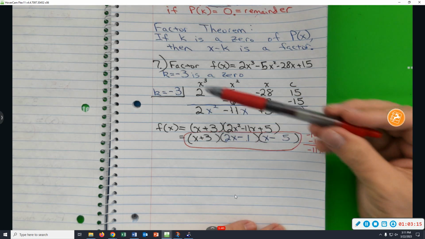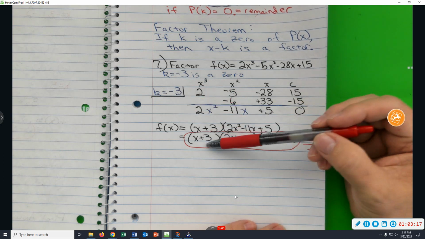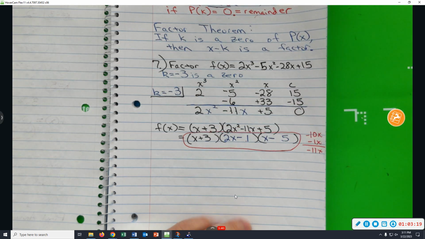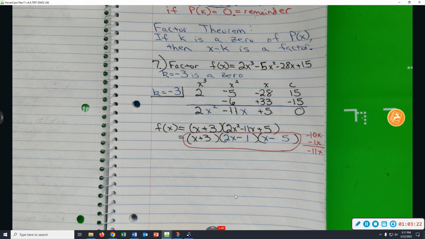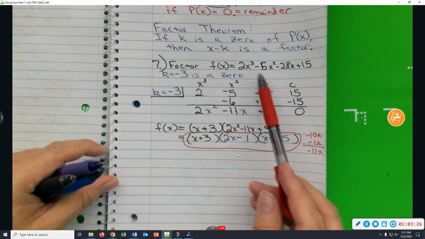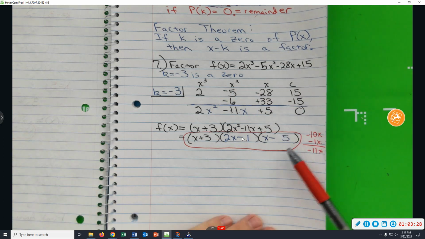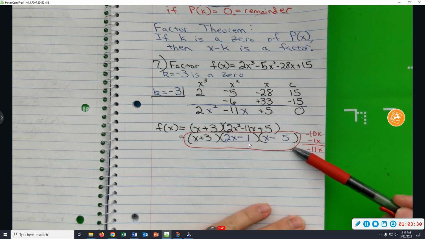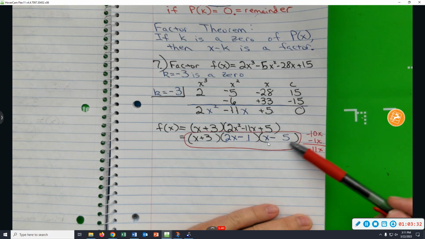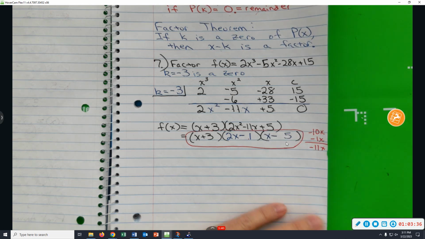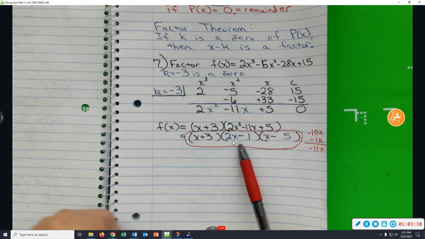We know negative 3 is a 0. There are 2 other zeros. What other numbers could we plug in up here and make this function equal 0? Once it's factored, it's pretty easy. When would this factor be 0? What x value? 5. When is 2x minus 1 equal to 0?